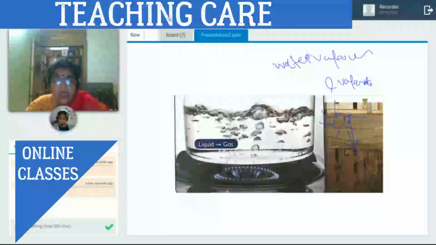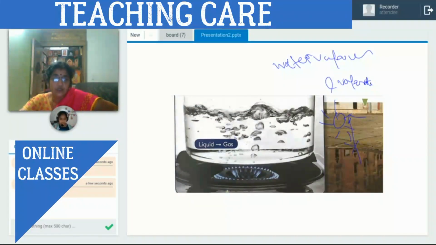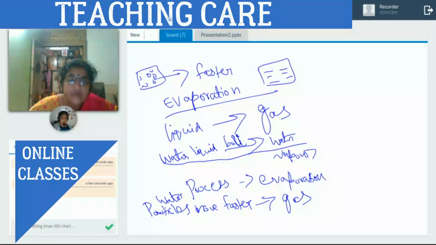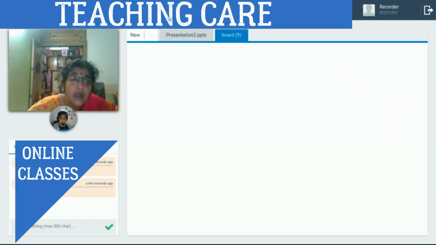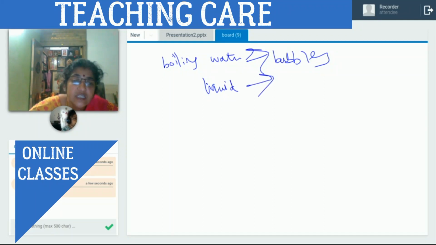Okay, so in this picture they are showing some ice cubes they have taken. A liquid changes into gas. They are taking liquid in a beaker and bubbles are coming, and by that you can understand that liquid is changing into gas. So what they are telling now, the last point, is boiling water. You can see bubbles. So it means liquid water changes into gas, that is, water changes into water vapor.